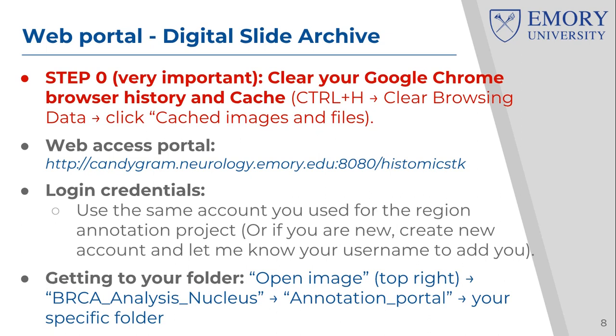The first thing you need to do, and you don't need to do this every time you annotate, you just need to do it the very first time, like right now, is you go to your Google Chrome, which is the browser that we're going to be using for everything, and press Control H, and then clear your browsing data, especially the cached images and files. Now this is very important, and honestly, not just cached images and files, but also browsing history and cookies. So if you can clear everything, that would be perfect.